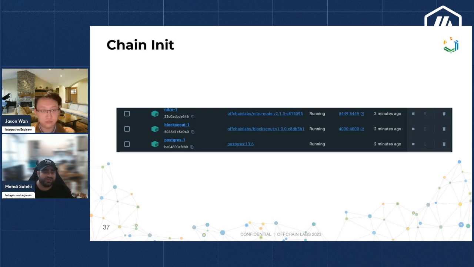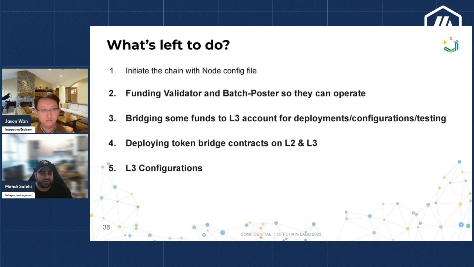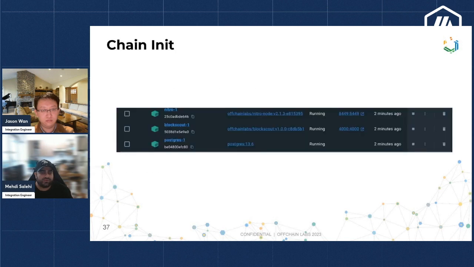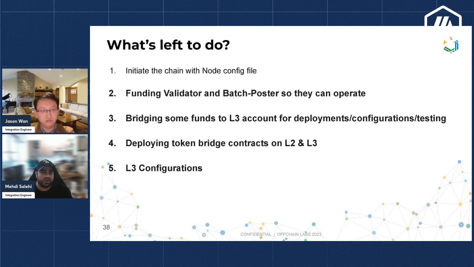Also, what we do in that Docker Compose is run a Blockscout instance for you as well. So when you set up your chain, we automatically give you an Explorer, which is an instance of Blockscout, and you can have it on port 4000. So you have your chain now, and you have your Explorer. What about the other four things that are left?